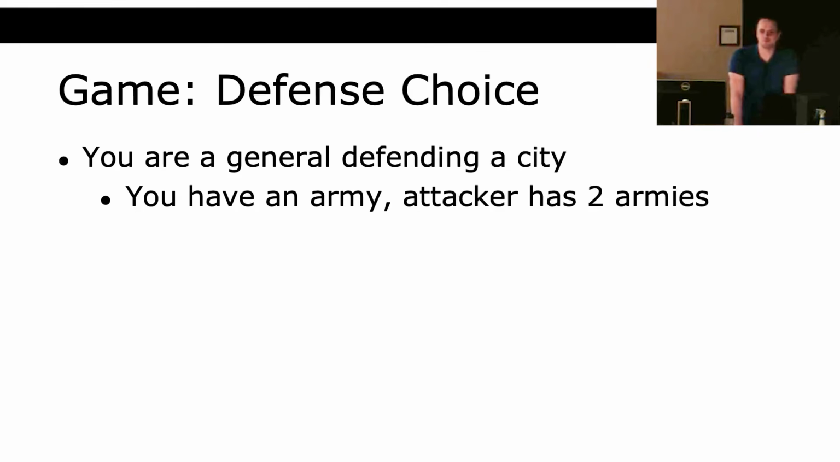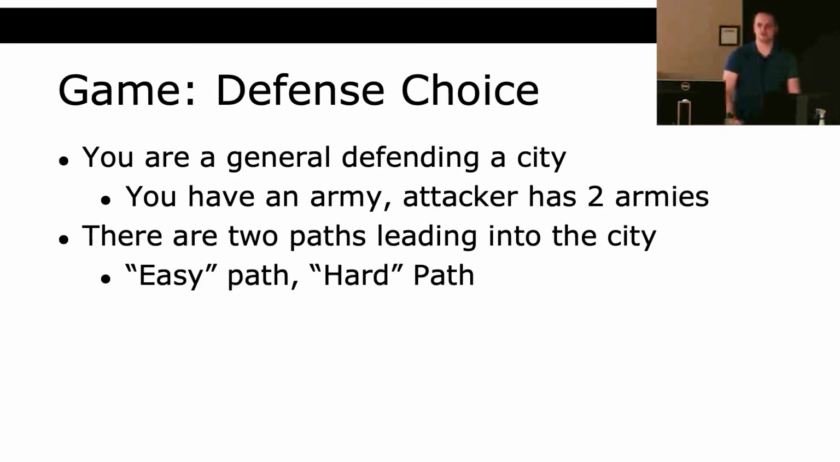You have an army. You're in a city. An attacker has 2 armies. There are 2 paths leading to the city. I'm going to draw a diagram of this in a second. There's the easy path. It's just fields of flowers, right? It's really easy for the army to march along that path. Then there's the hard path. You have to go through, I don't know, over Mount Everest or something, right? It's a hard path to get through.